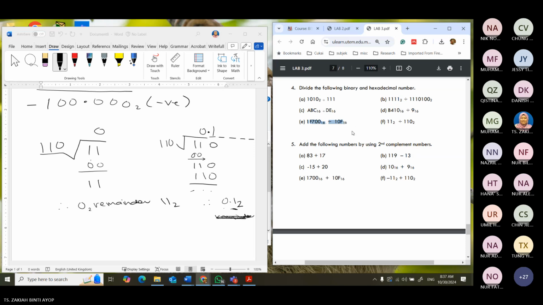Remember that hexadecimal can be represented in binary. So you convert these numbers to binary, and then you divide. After that, you convert it back to hexadecimal.